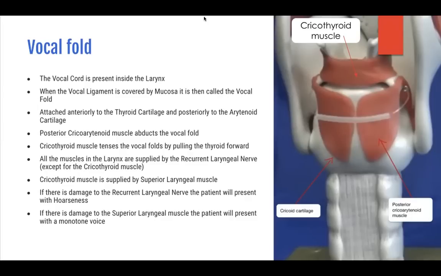So if only one side is affected, you're going to have hoarseness. They cannot speak properly because only one side of the vocal cord is actually working and functioning. If they're both dysfunctional, they have complete vocal cord paralysis, and they cannot speak. But what happens if you have injury to the superior laryngeal nerve? Does anyone know what happens?